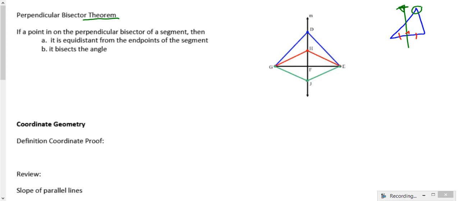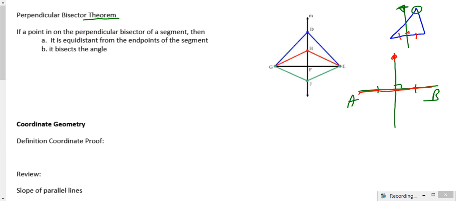Well, if we take a segment, AB, and we create a perpendicular bisector, so it cuts it in half, and a right angle, and we say that the third point of this triangle, so let's say that this is one side of the triangle, and we're going to take the third vertex of this triangle and put it on that perpendicular bisector, we have some interesting things happen.